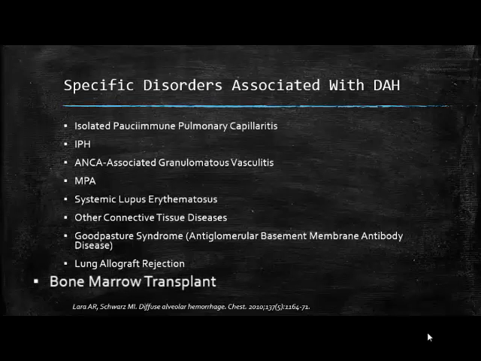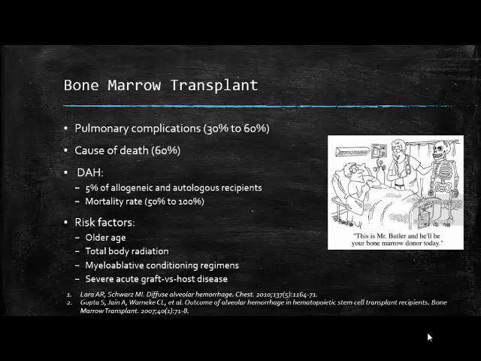Now, bone marrow transplant, I know it happens in a small percentage of patients, but once patients who have bone marrow transplant have DAH, that means this should be a red flag. It's the cause of death in 60% of the cases, and it happens more in the autologous. Mortality rate ranges from 50 to 100%, and these risk factors increase the mortality rate: old age, total body radiation, myeloablative conditioning regimens, as well as severe acute GVHD.